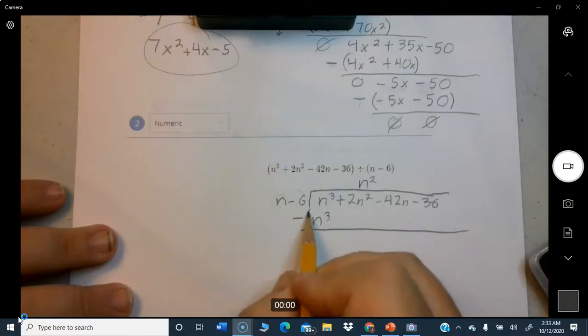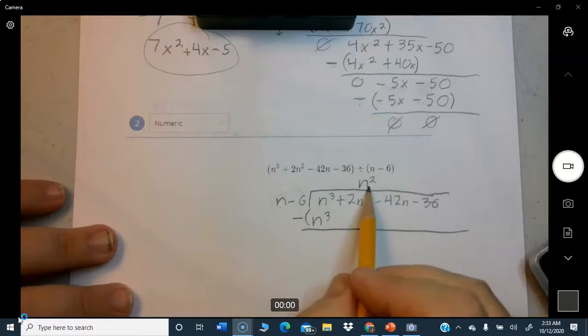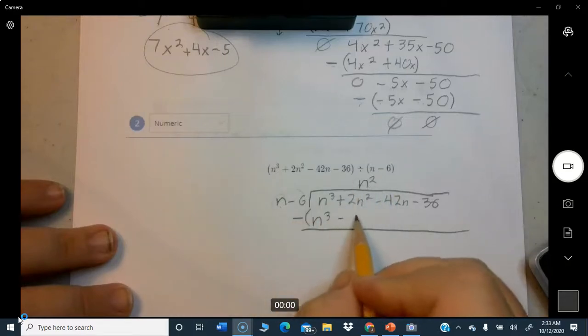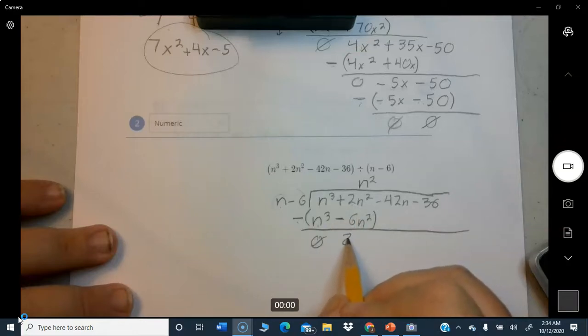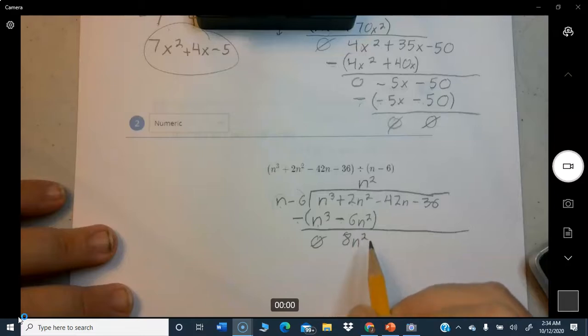Again, you're going to put a minus sign here and open a parenthesis. Now, n squared times negative 6 is negative 6n squared. So this minus this always goes to 0. Then this is going to be negative 6n squared, so that's going to be plus 6n squared. So 2 plus 6 is 8. Now we bring down these other terms.